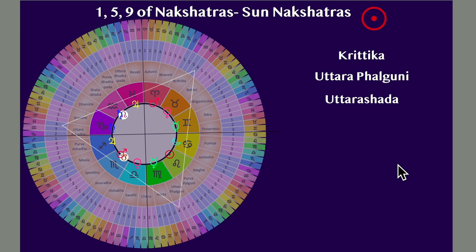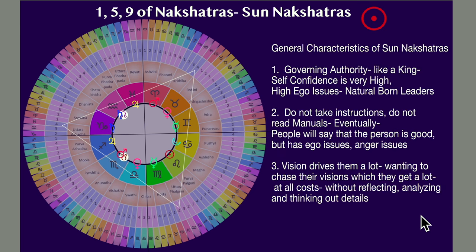Now before we go further, let us examine shortly what are the general characteristics of all these three, Krittika, Uttaraphalguni and Uttarashada. Why are they called Sun Nakshatras, which plays out for a period of 7 years, I think, 6 years, something. Let's see. Now, what are the general characteristics of these three Sun Nakshatras, Krittika, Uttaraphalguni and Uttarashada?